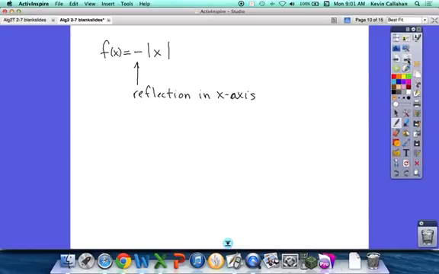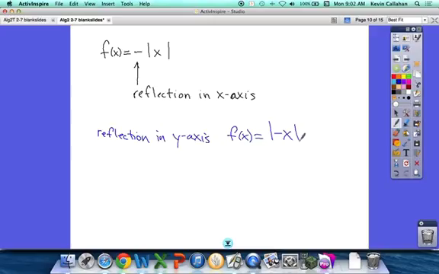Now, there is a reflection in the y-axis, right? You could flip something in the y-axis. There is a reflection in the y-axis. The reflection in the y-axis would be like this. Reflection in y-axis. That would be f of x equals absolute value of negative x. If you put the minus inside, that would reflect it like that.